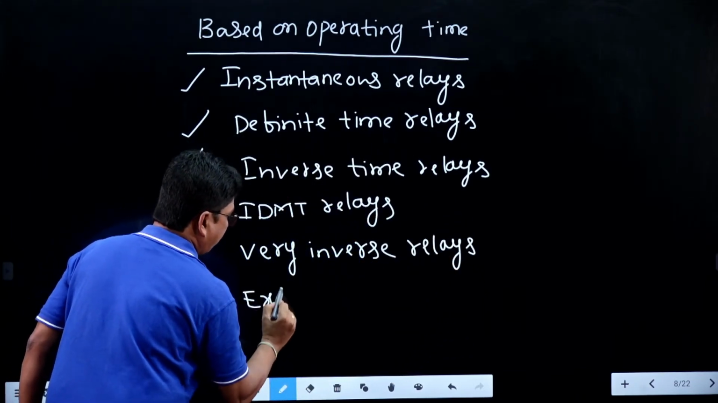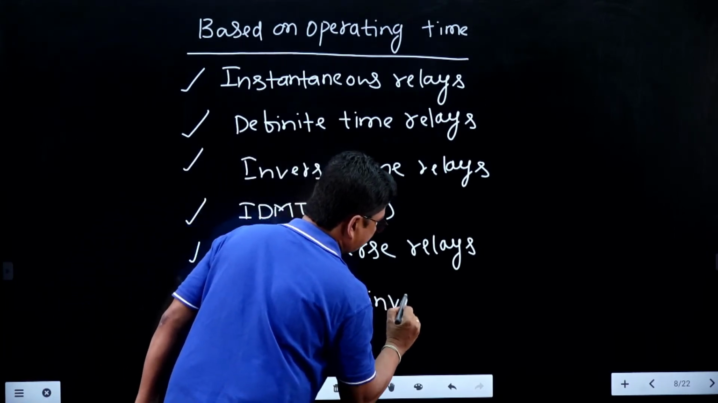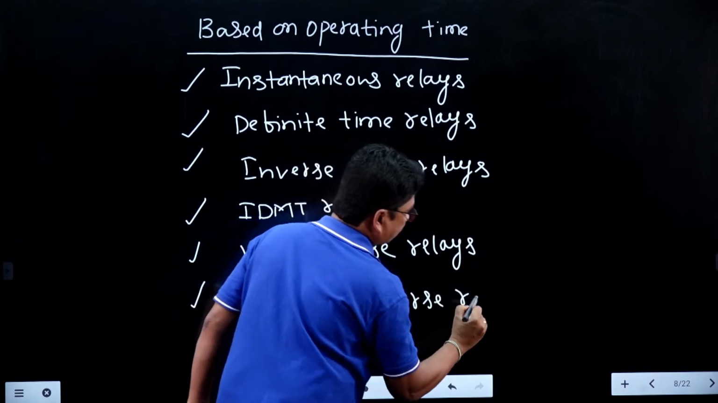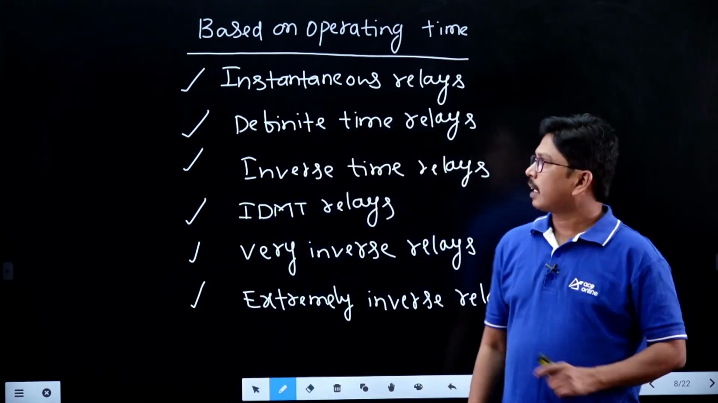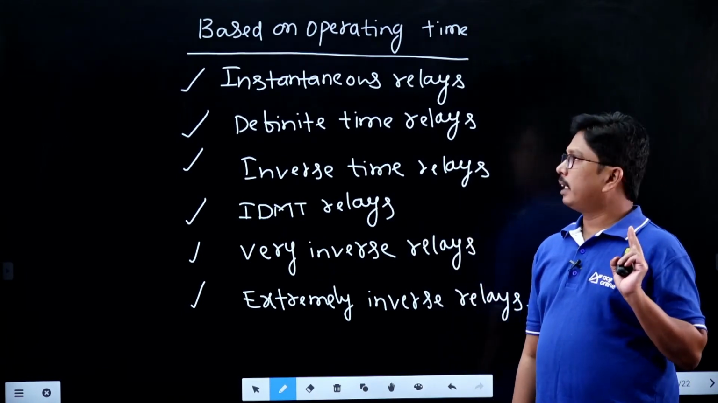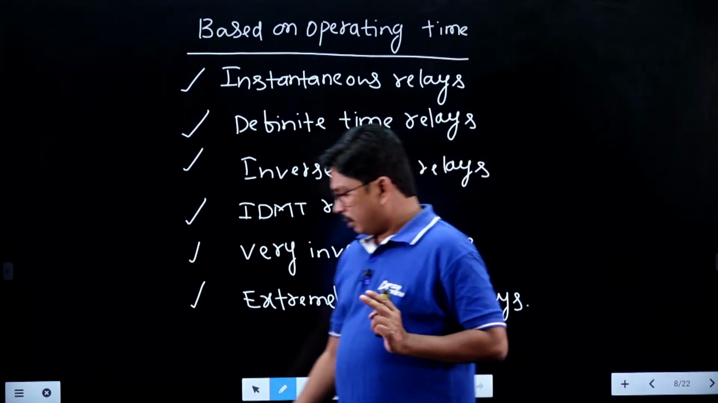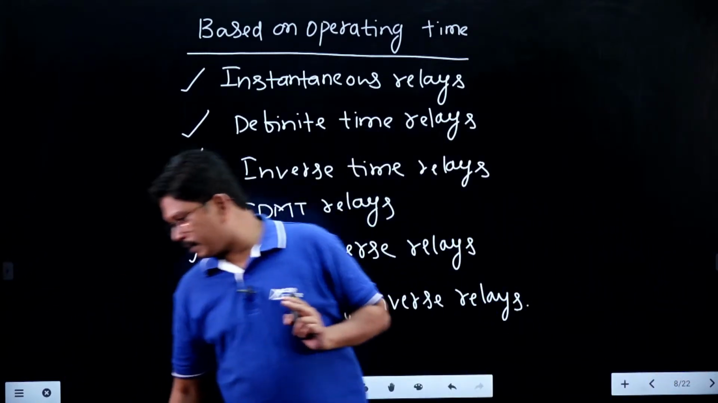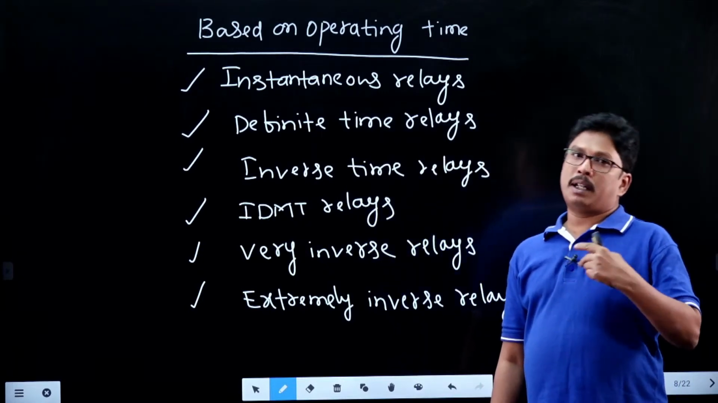We are having a very inverse relay, and extremely inverse relay. Extremely inverse relay, right? These are the relays we are having based on the operating time. Clear, everybody? Right. So now, Durga Prasad Sir is asking about what is the overreach problem and underreach problem of the relays.